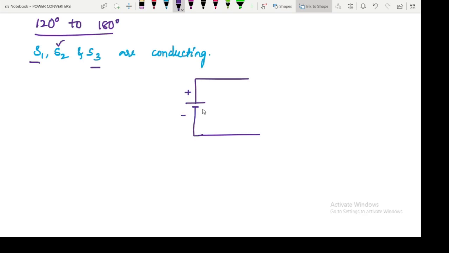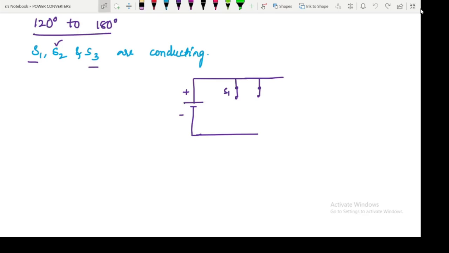So we have two upper switches, S1 and S3, right? And one lower switch, that is S2, okay? We know that S1 is contributing for A phase, S3 is contributing for B phase, S2 will be contributing for C phase. So here we have three resistors connected like this. All these are connected to one point, that is the neutral point.